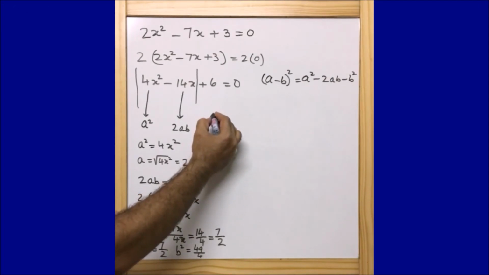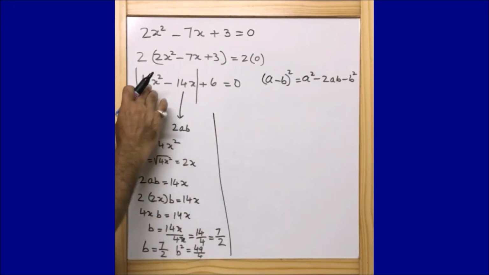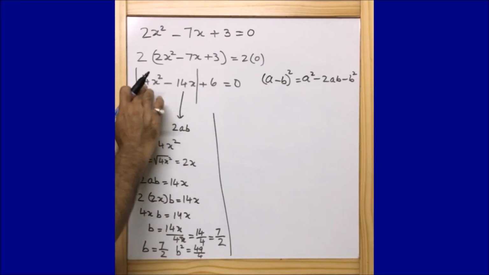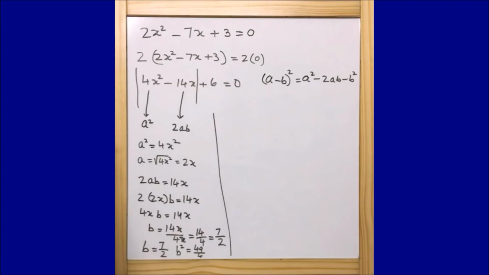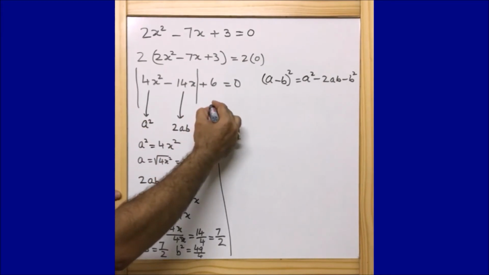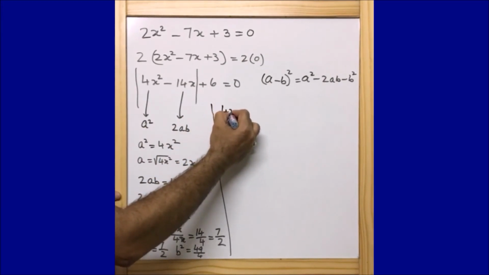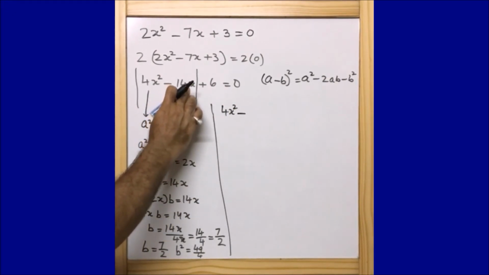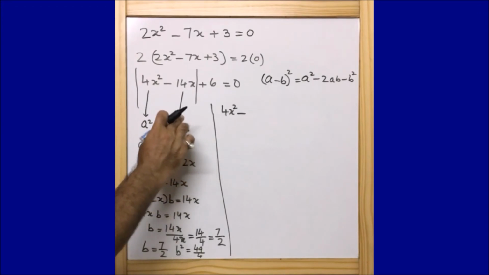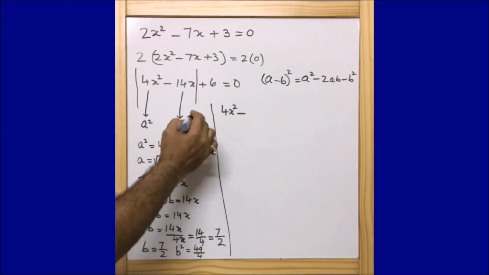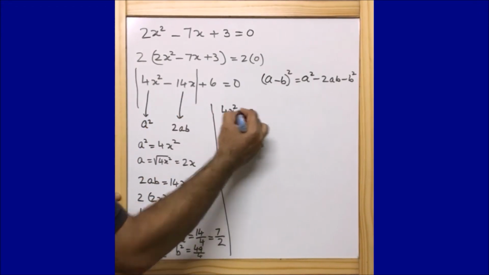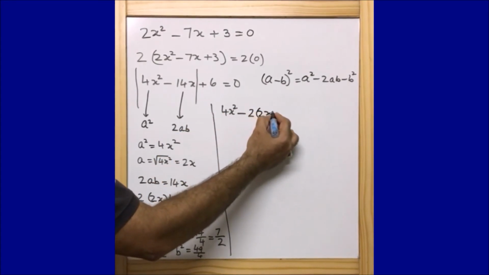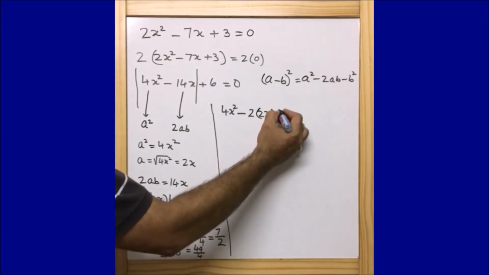Now let's see. Here I told 4x square minus 14x plus 6 is equal to 0, and let's now rewrite this equation. How am I going to write this equation? So I can write 4x to the power 2 minus 14x. I have derived this minus 14x as 2ab. So let me put this one into the form of 2ab. So 2 into a is nothing but 2x, and b, the value of b we got is 7 by 2.